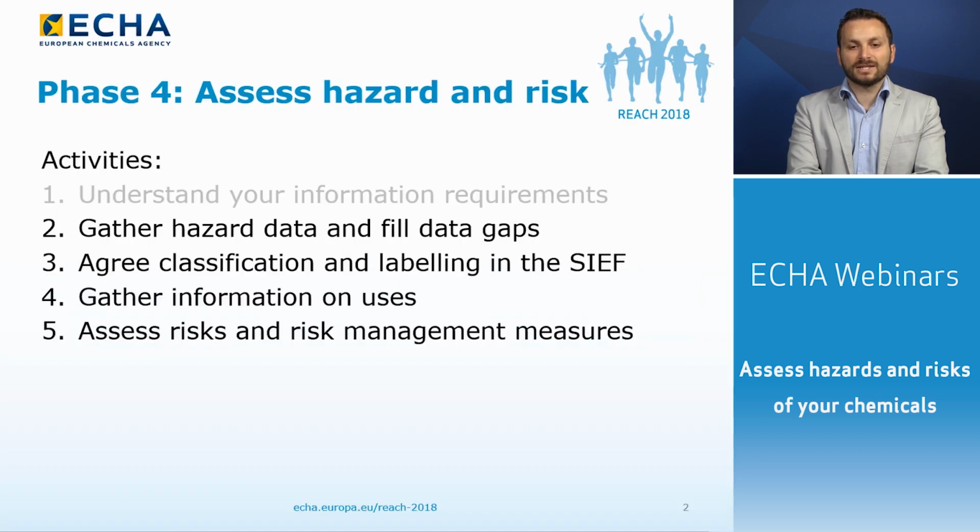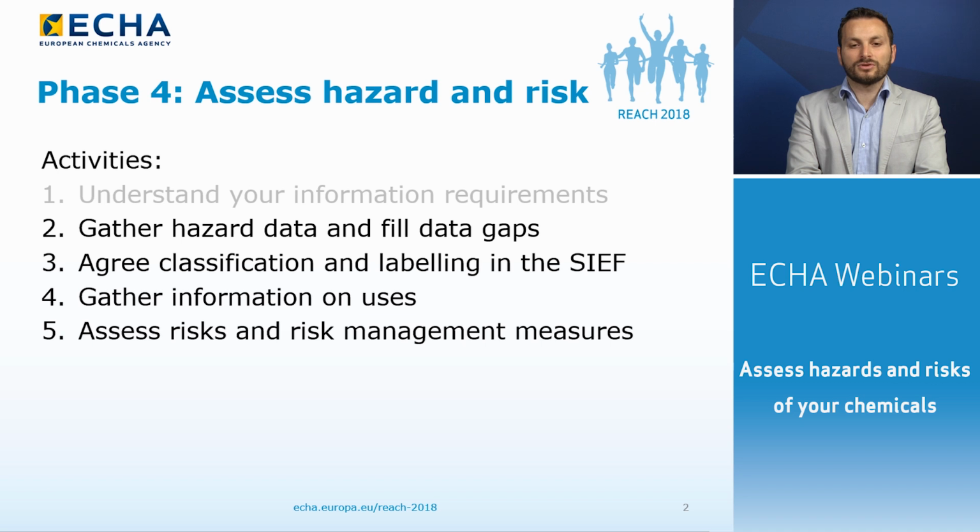As seen in the previous presentation, these are the 5 points presented in this phase 4 of the REACH 2018 roadmap. Understand your information requirements, gather hazard data and fill data gaps, agree on classification and labeling within the CF, gather information on uses, and assess risk and risk management measures. I will not cover step 1, understanding your information requirement. For this, I advise you to have a look at the material on our REACH 2018 web pages for phases 1 and 4.